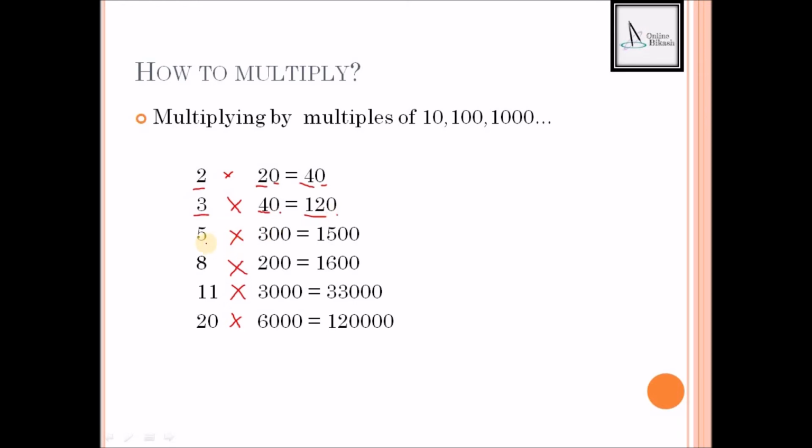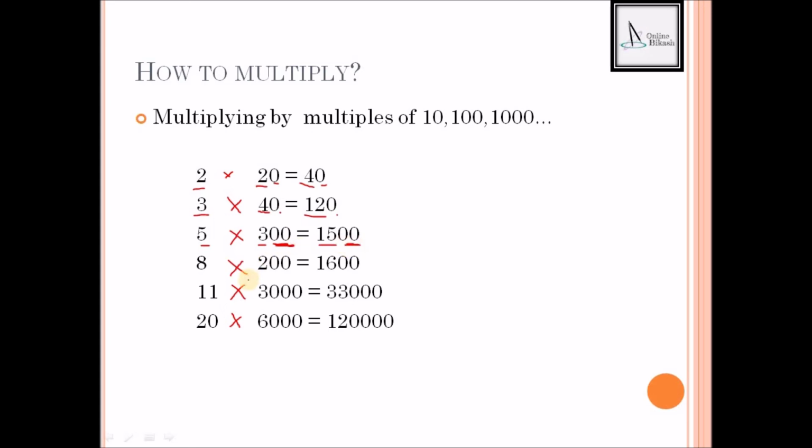Similarly, 5 multiplied by 300. So 5 into 3, we will just multiply these two numbers. 5 into 3 is what? If you remember the table, 5 1s are 5, 5 2s are 10, 5 3s are 15. So you just write the 15, and after 15 you have to place how many zeros? You have to count how many zeros are there. 2 zeros. So you place these 2 zeros at the end.